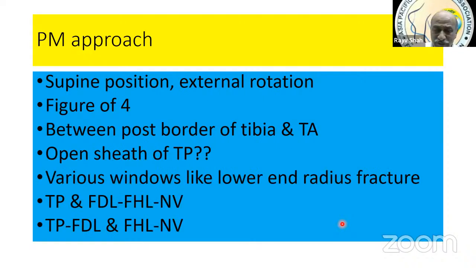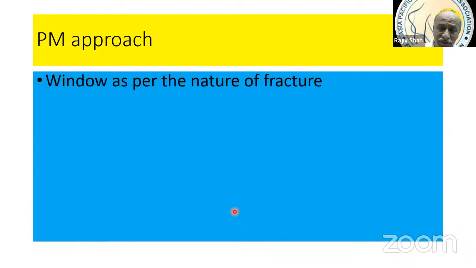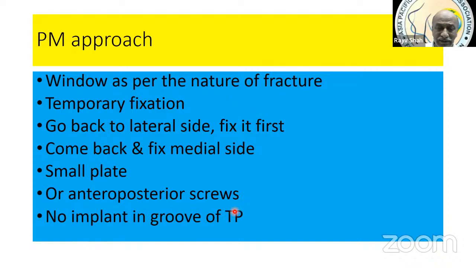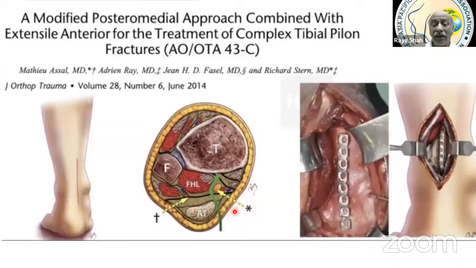There are various windows, going between tibialis posterior and FDL, FHL and neurovascular, or you could go between tibialis posterior and FDL on one side, FHL and neurovascular on the other side. As per the nature of the fracture, you fix it temporarily, go back to the lateral side, fix it, and come back and fix the medial side. Something like this. Small plate or anteroposterior screws. You should be watchful that your implants do not irritate tibialis posterior. It should not be in a groove. And this is what I wanted to talk about today.